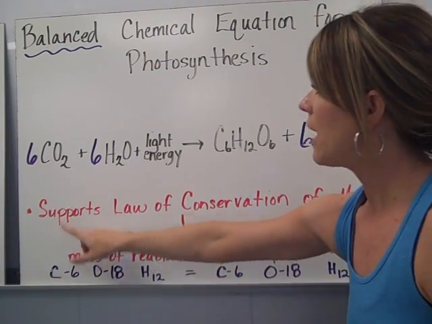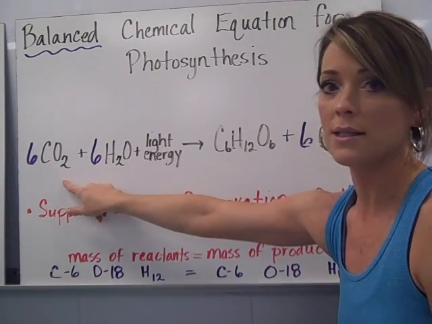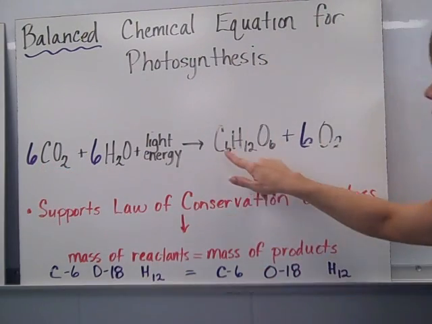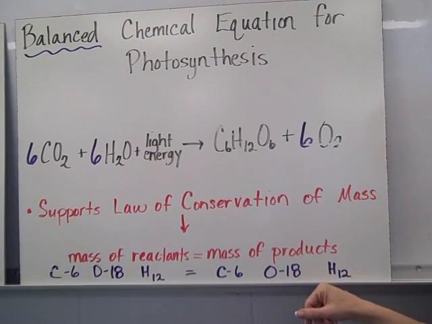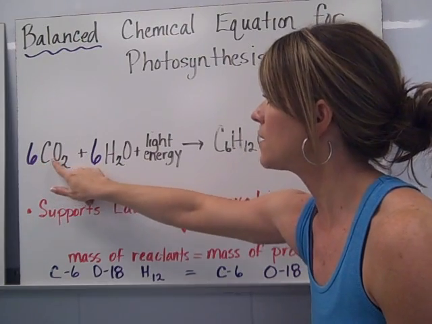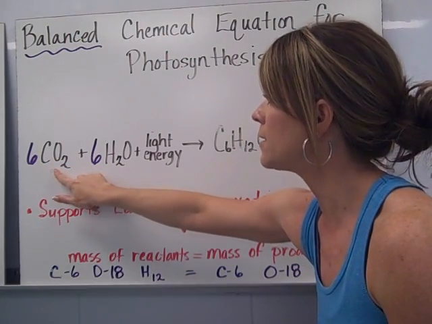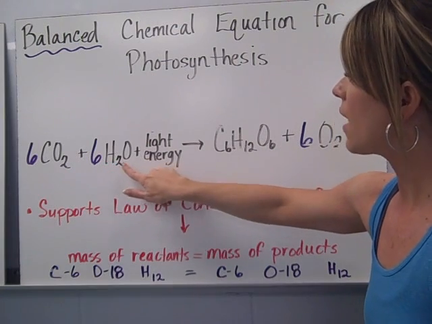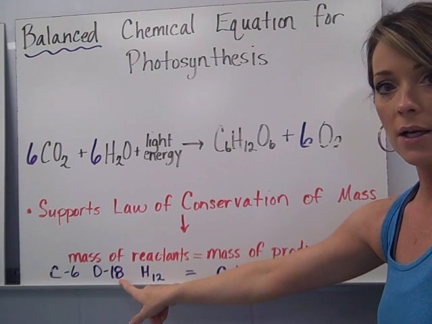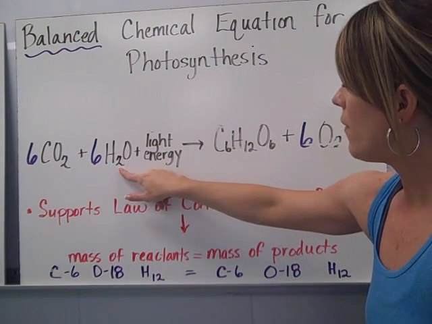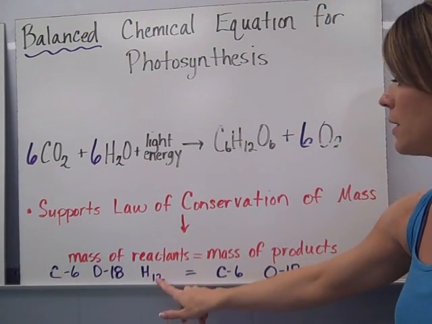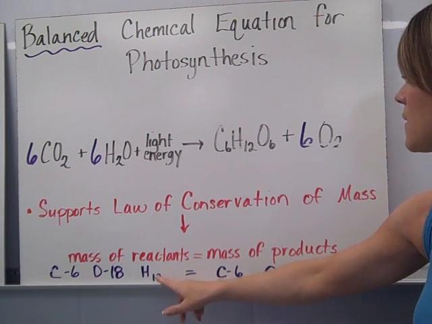So you can see that we have 6 carbon on our reactant side. So we have 6 CO2 molecules, and we have 6 carbon here. For the oxygen, we have 12 oxygen here because we have 6 O2s, part of this carbon dioxide, so that's 12. And then we have 6 oxygen here in the 6 H2Os. So that's going to give us a total of 18 oxygen. And then we have 12 hydrogen. So here in H2O, we have H2 6 different times, so that's going to make 12 hydrogen atoms.